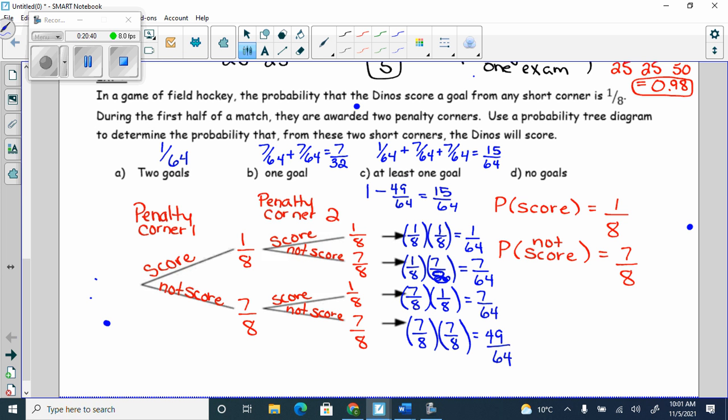And then scoring no goals is not score, which is 49 out of 64. So I do know that the tree diagram takes a bit of extra time, but you have every answer very easily after you're done it. Flip over, you have one more to try on your own. So try that one out.